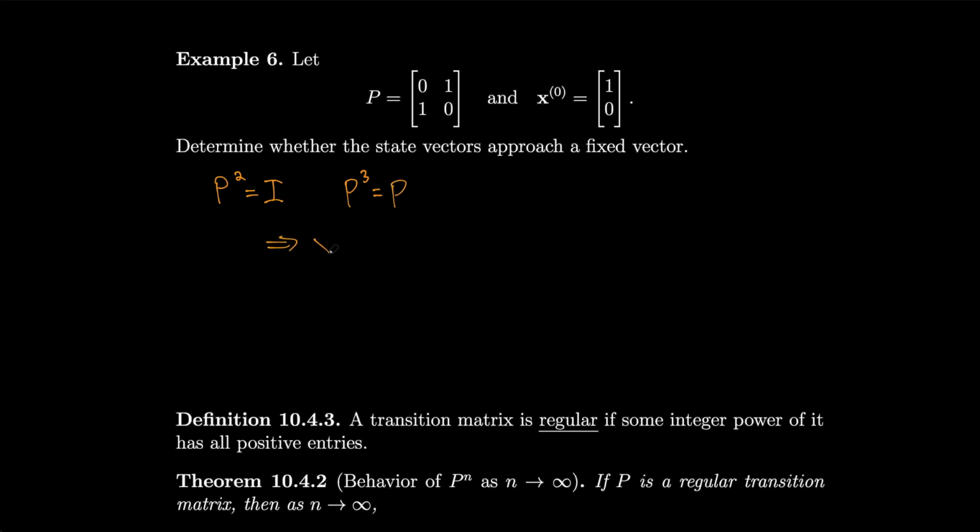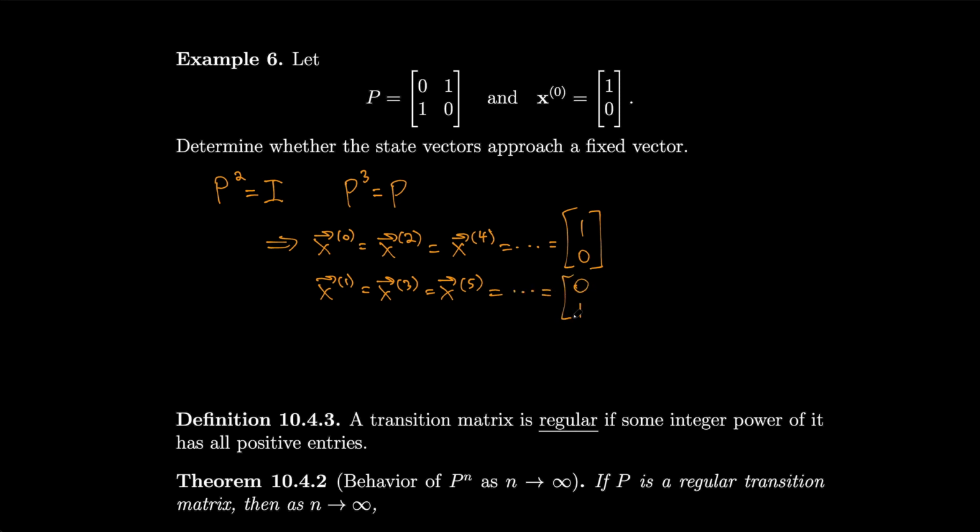So that means that x0 is going to be the same as x2, which will be the same as x4, because to get to x2, we multiply by P squared, which is the identity. To get to x4, we multiply by P squared, which is the identity, and so on. So all of these are going to be 1, 0. However, the vectors x1, x3, and x5, in fact all the odd state vectors, will all be equal to 0, 1, because we take x0, multiply it by P, and then each one is multiplied by P squared, so they're all multiplied by the identity after that first one.